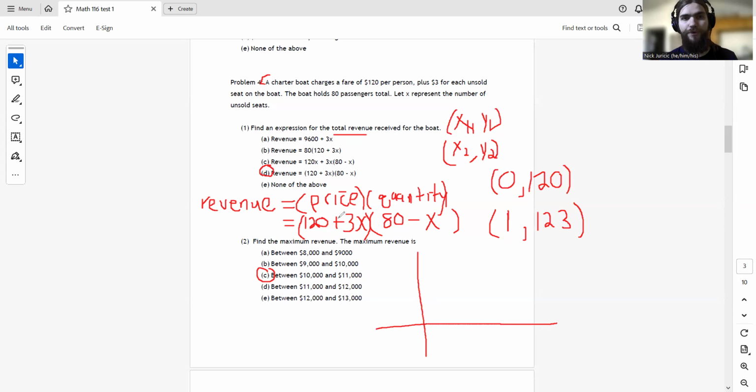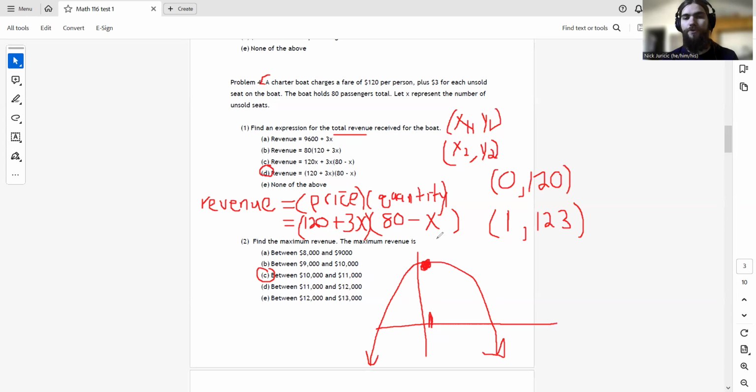As for the maximum revenue, once we have the function here, 120 plus 3x times 80 minus x, if we were to multiply this all out, it would be something with an x squared. Actually, the leading coefficient would be -3. So it'd be -3x squared plus other things. Why do I say that? It tells us that the parabola is going to open downwards like this. And so if we want to find the maximum revenue, really we need to find the vertex of this parabola.